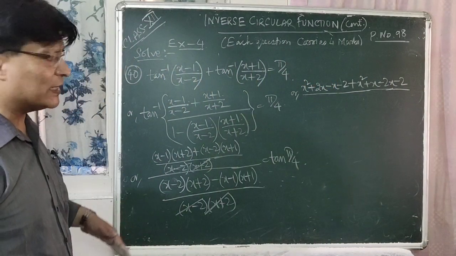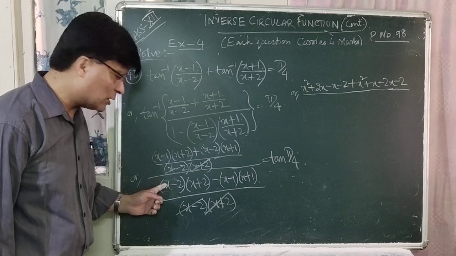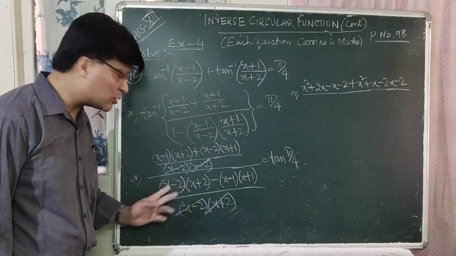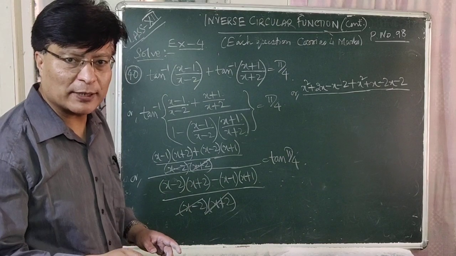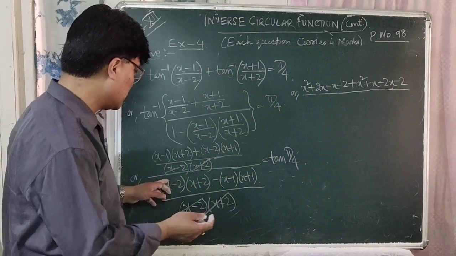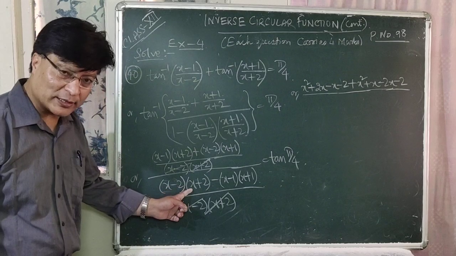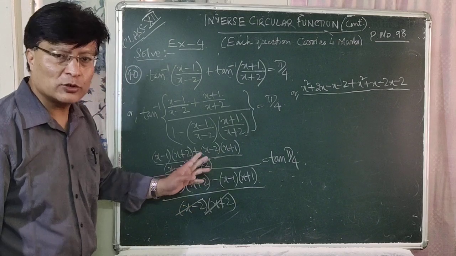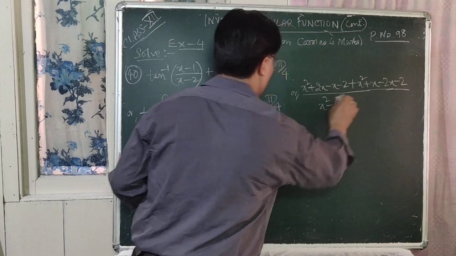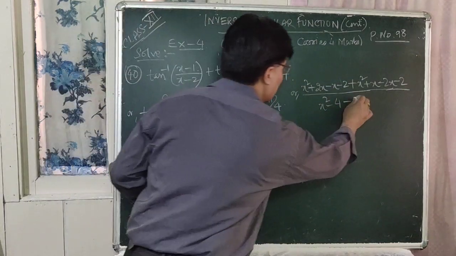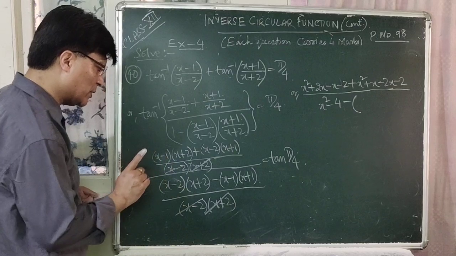So whole divided by. Now in the denominator you can multiply these two factors. What is x minus 2 into x plus 2? A plus b into a minus b, a square minus b square, right? So here it is x whole square is x square, then minus 2 whole square is 4. So that is x square minus 4 minus, and then within bracket, write it within bracket.